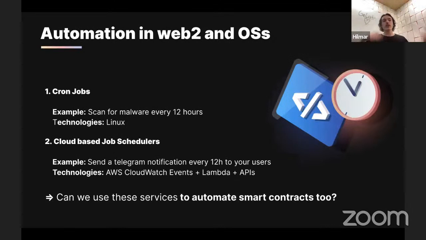And so automation, what does it look like in Web 2? You have cron jobs, you have cloud-based job schedulers like AWS CloudWatch. And yeah, maybe we could just have a quick look if you can actually use these services to automate your smart contract as well.